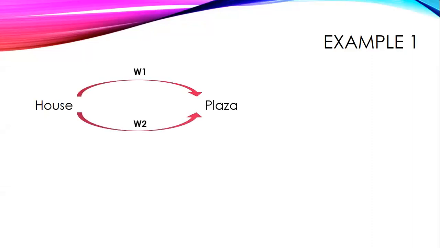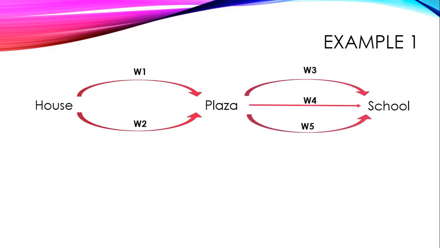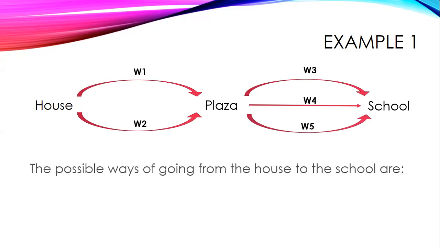So meron daw dalawang routes papunta sa plaza galing sa house. So this is the way 1. And this is the way 2. So from plaza meron daw three routes papunta sa school. So we have this way 3, way 4, and way 5.